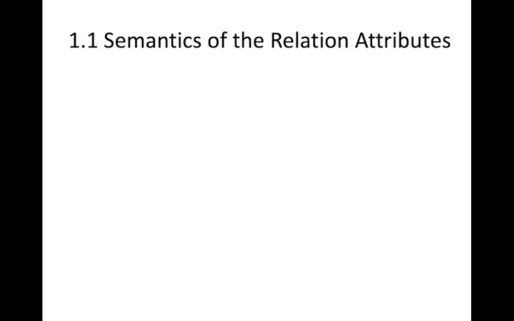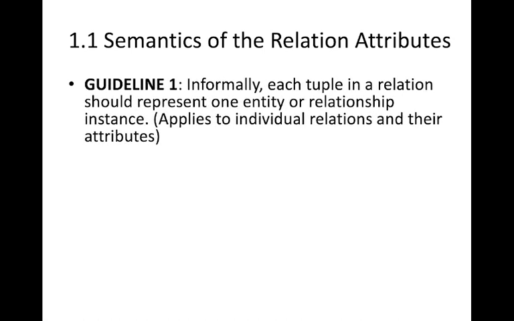First one is semantics of the relation attributes. So guideline 1, informally, each tuple, meaning each row in a relation, each row in a table, should represent one entity or relationship instance. So this guideline 1 applies to individual relations and their attributes. So whenever there is a row in a table, that one row should represent only one thing. We should not store multiple things in a table. That's the main thing. So if we have a row or a tuple in a table, we should store only a single kind of thing in a single row.